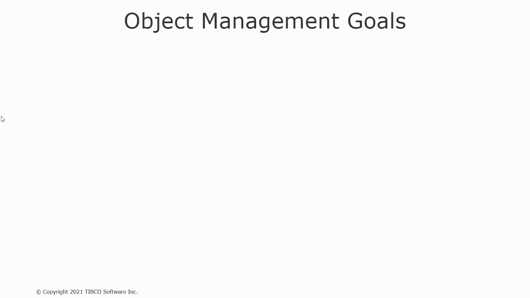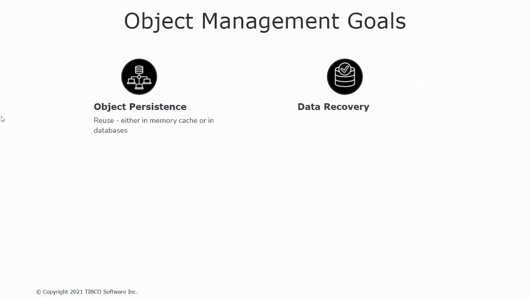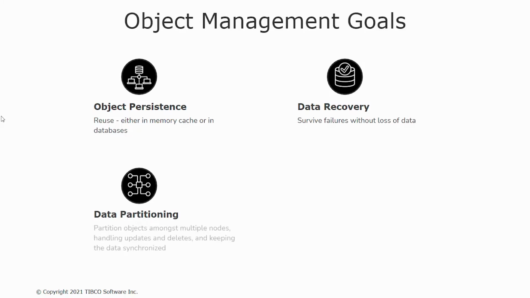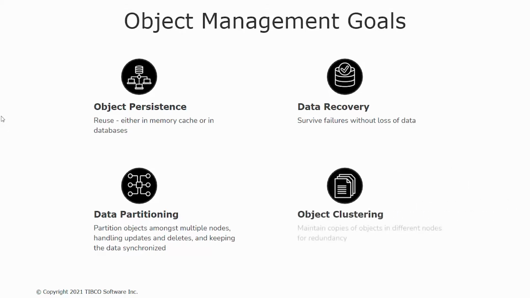Before we dive further into the backing store options available to you, let's take a quick look at the goals of object management and what role a backing store plays. Object persistence enables objects to be available for reuse, either in memory cache or in databases. Data recovery to survive failures without loss of data. Object partitioning to partition objects amongst multiple nodes, handling updates and deletes, and keeping the data synchronized. Object clustering to maintain copies of objects in different nodes for redundancy. Backing stores focus specifically on the goal of data recovery for object management.